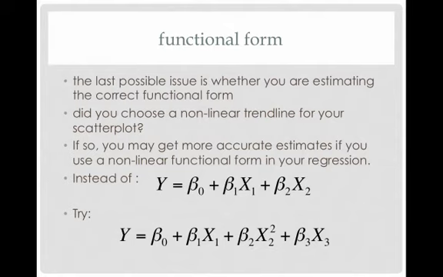So instead of just y is equal to beta 0 plus beta 1 x1 plus beta 2 x2, you could square your x1 variable. So you'd estimate y is equal to beta 0 plus beta 1 x1 again, but then you'd also include a squared term. And what that will allow you to do is it will allow, for example, y to increase with x, but at a decreasing rate. And if you're interested in trying that out, let the instructors know, and we can help you work with that.